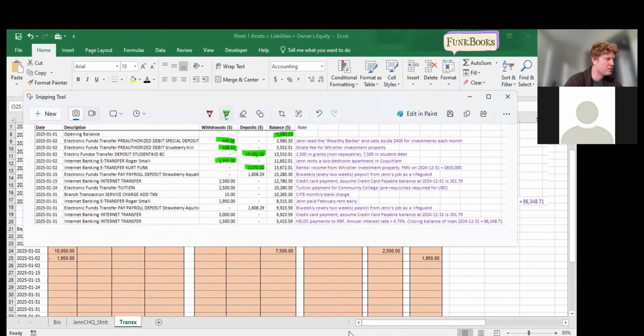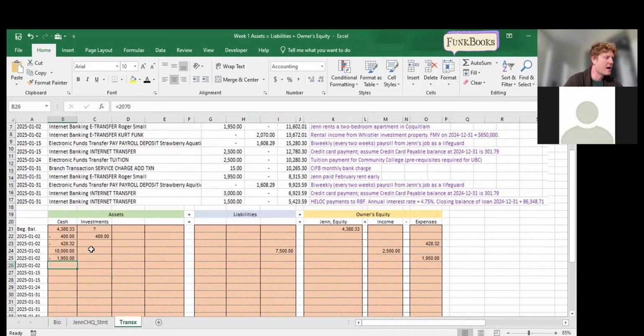So that's good. Okay, now we have the rental income of 2,070. So this will be cash coming in of 2070. And this is actually going to be income again, right? This is now our rental income for the month. We've got our grant, we've got our rental. So this will be another increase to owner's equity.